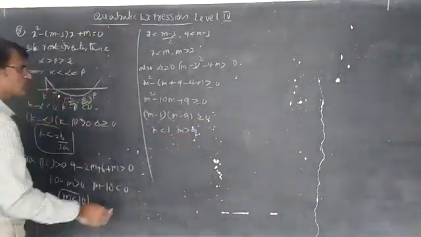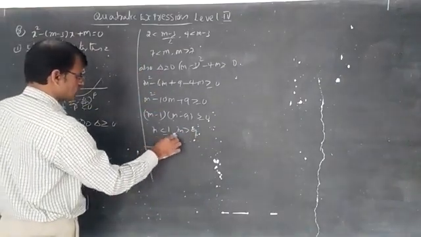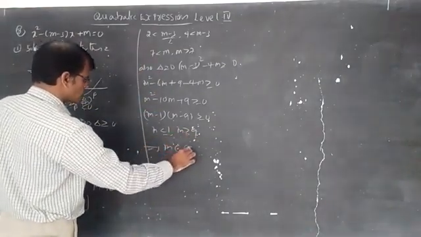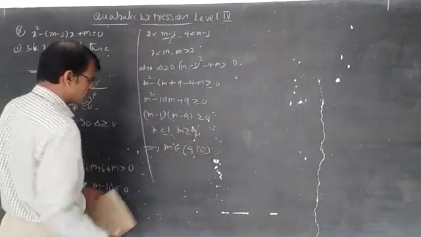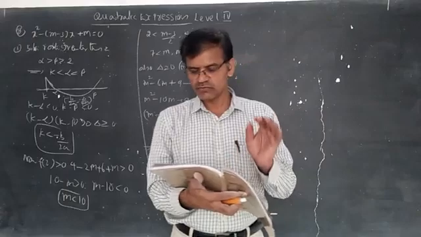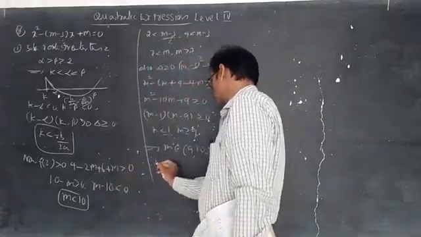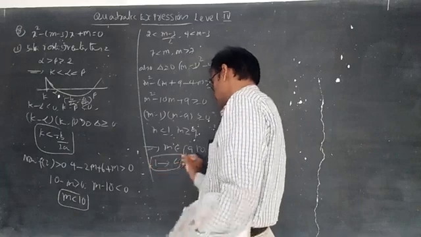Here m less than 10 and here m greater than 7. Of course, it is m belongs to closed 9 comma open 10. That much is there. For 1 it is C. Three options are there. For 1 it is C we got.